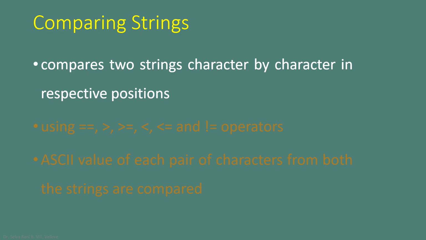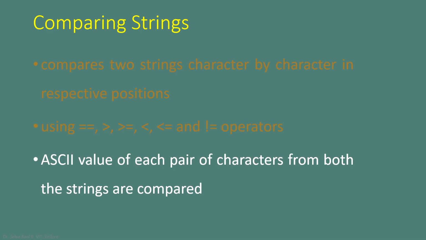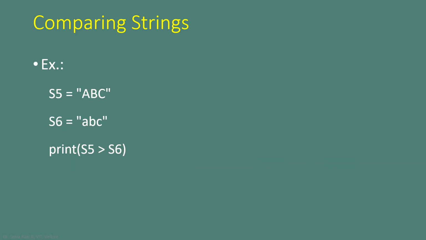Next one is comparing strings. This technique compares the two strings character by character in the respective positions with the help of the operators equal to, greater than, less than, greater than or equal to, less than or equal to, and not equal to. Here, ASCII values of each pair of characters from both the strings are compared, and the result is announced as either true or false. Let's see an example.